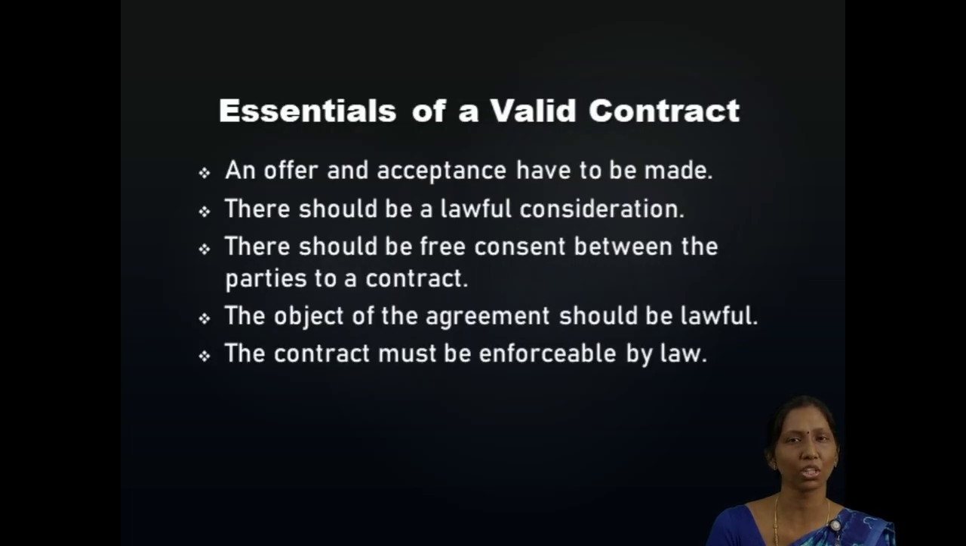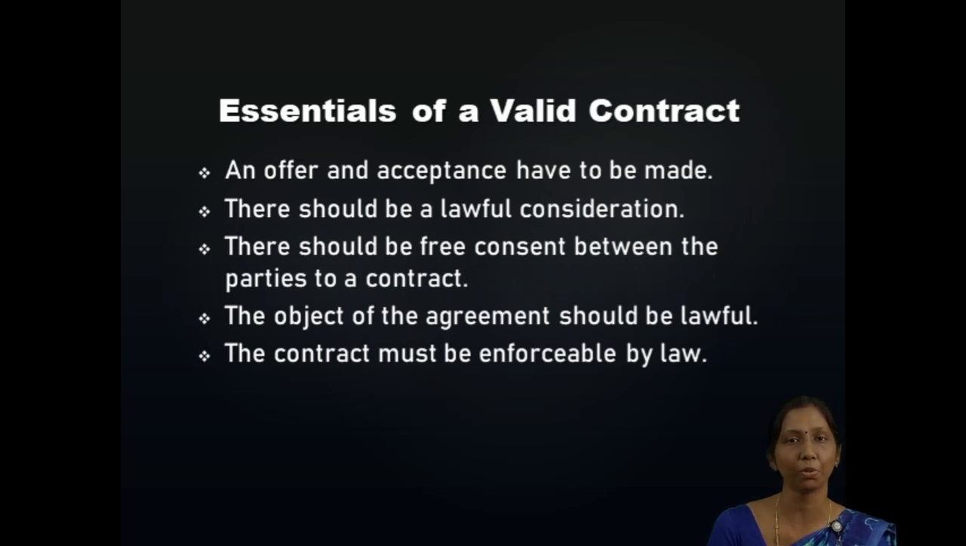These are the essential elements of a valid contract. The first one is that there should be an offer and acceptance. The seller is ready to offer, that is, ready to sell the goods, and the buyer is ready to accept the goods. Both concepts should exist, offer and acceptance. The second essential element is that there should be a lawful consideration. It fulfills all the essential requirements, that is, lawful consideration.